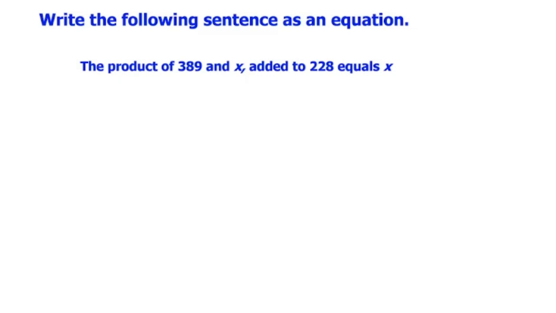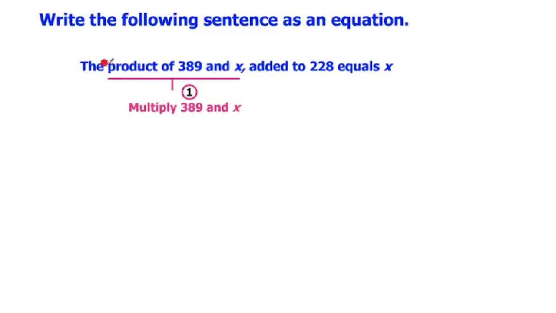In this video, I'm going to teach you how to write a variable equation from words. So if we have a problem like this that says, write the following sentence as an equation, and we have some words here that say, the product of 389 and x added to 228 equals x. So we need to figure out how to write an equation out of this.